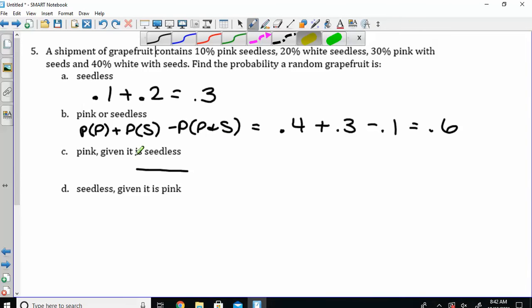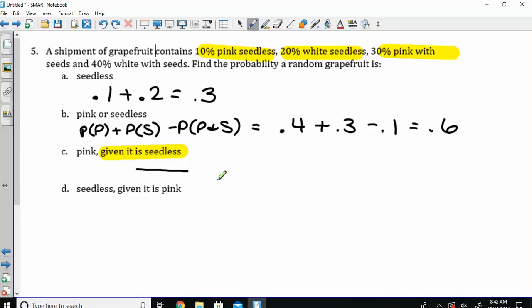All right, C and D, we have conditional, so it is no longer out of everything. When I did that one, number B, I just added 0.1 plus 0.2 plus 0.3. You could have, because I gave you the numbers, you didn't have to do a formula. You could have just added up everything that was either pink or it was seedless. So it's basically everything except those that are white with seed. So probably 3 different ways you could have done that one.